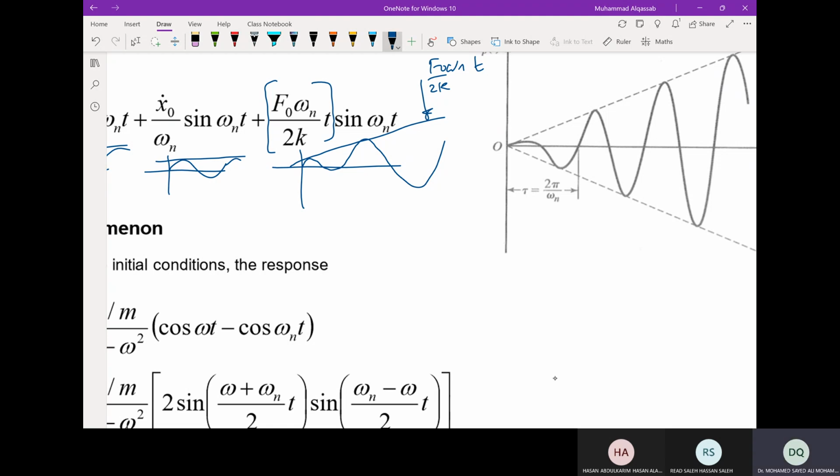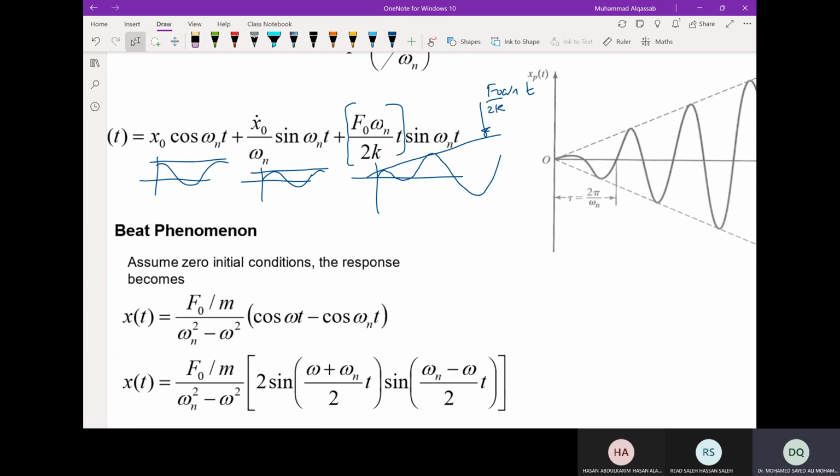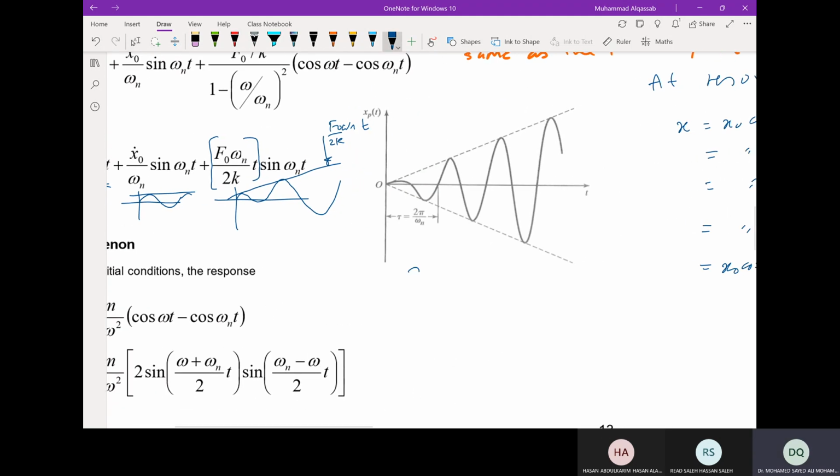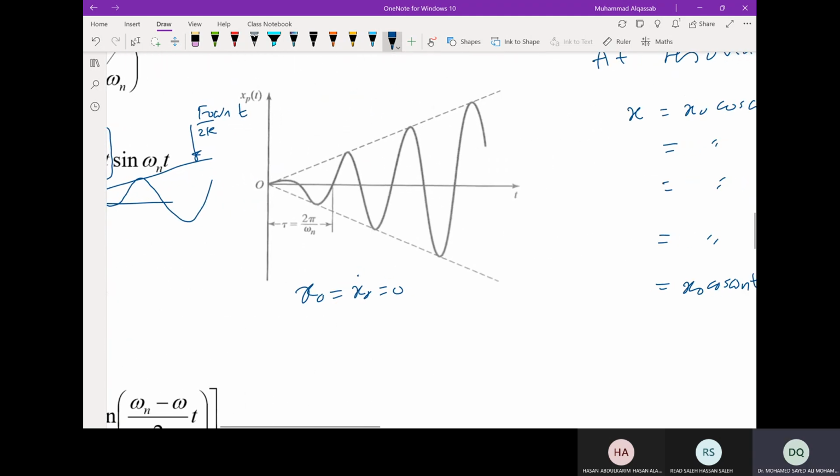So when you put the three together, let's say we have zero initial conditions, x0 equal to 0 and x0 dot equal to 0. The first two terms will cancel out. You have only the third term, and this is the response with time. This is the time response. Amplitude is increasing linearly.